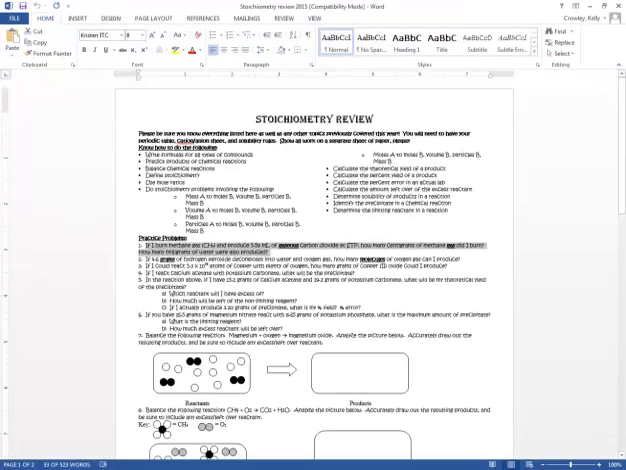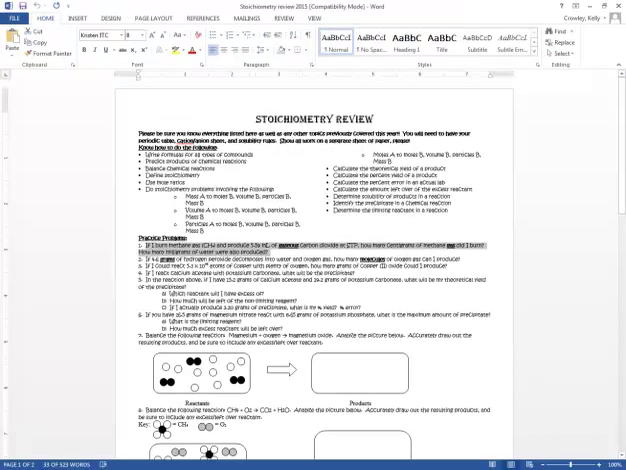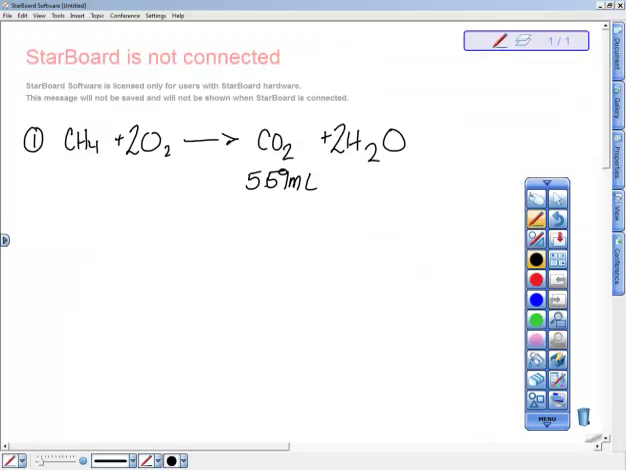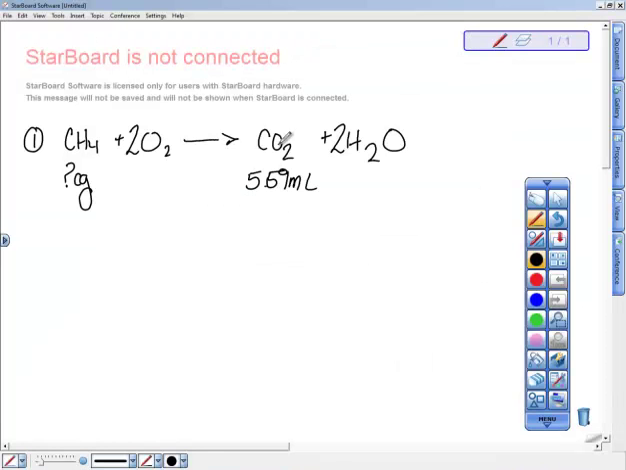All right, come back to the original problem. It says that if you burn methane gas and produce 5.59 milliliters of gaseous carbon dioxide at STP, how many centigrams of methane gas did I burn? And then the second question would be, how many milligrams of water were also produced? All right, let's start it off.